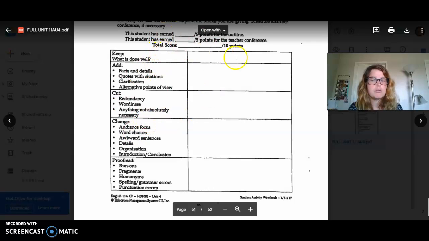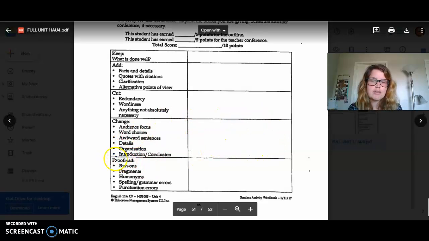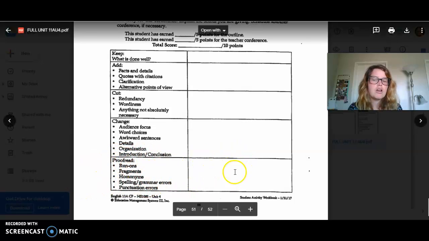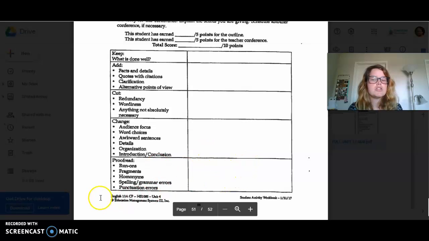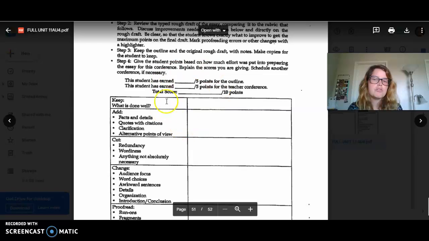What's done well, what I want you to keep, what I need you to add. So if you are missing quotations, facts, secondary sources, things like that. Cut. If there's something that I just feel like you went off on a tangent somewhere, I'll ask you to cut that. Change. If you are having a lot of slang and things like that, I'll ask you to change it if it's a formal essay or vice versa. And then proofread. Make sure you have no run-ons, fragments, homonyms, spelling, grammatical issues, punctuation errors. If you do all of that, you'll get those points for that 10.